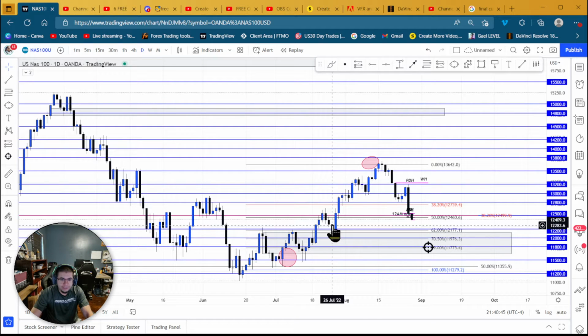for a reaction. Now I do see this move right here. We call this a breaker block. You know, we got this area where it ran through.